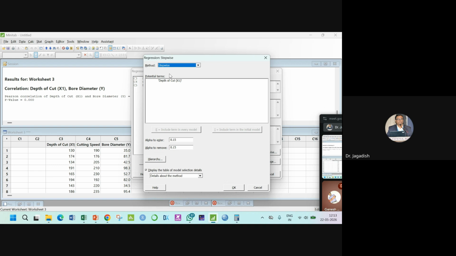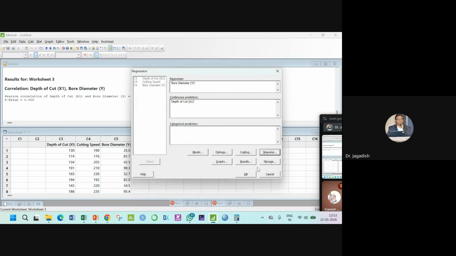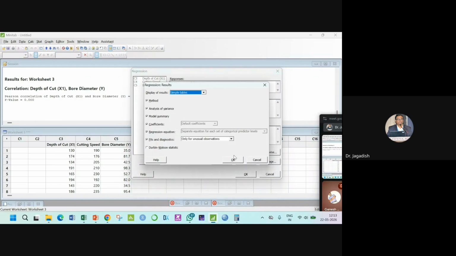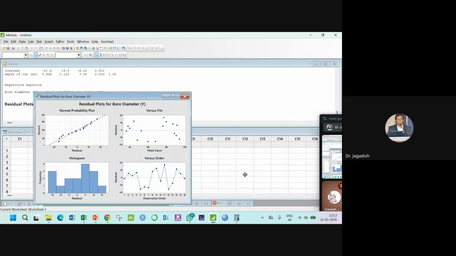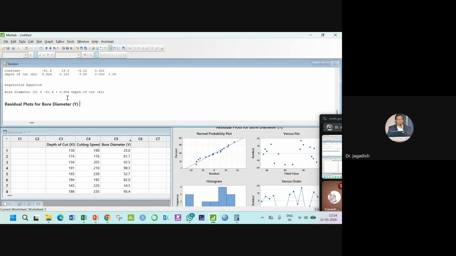In this case it does not matter, because I have only one variable, one input. So it does not matter whether you choose stepwise, backward, forward, or none. You will not get much difference. Say okay, and the result will be the same. Fits diagnostic, and say okay. Now the result is displaying in the session window.